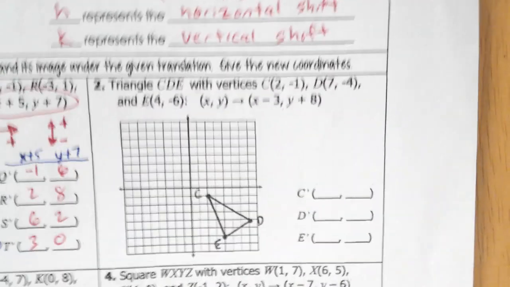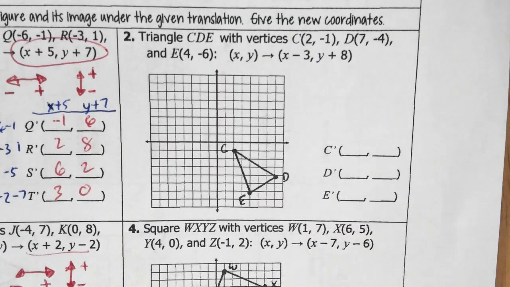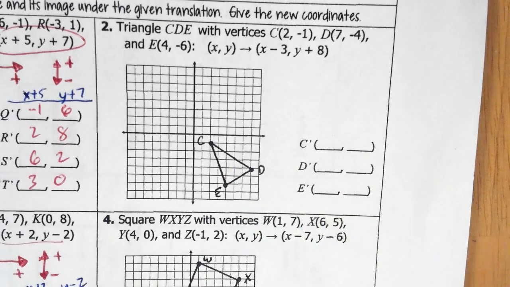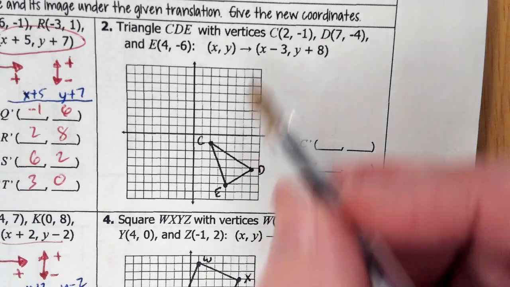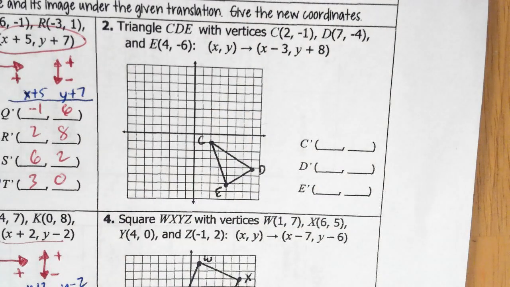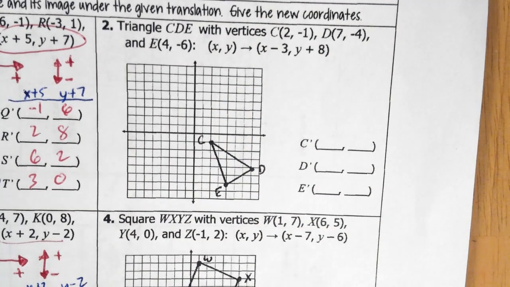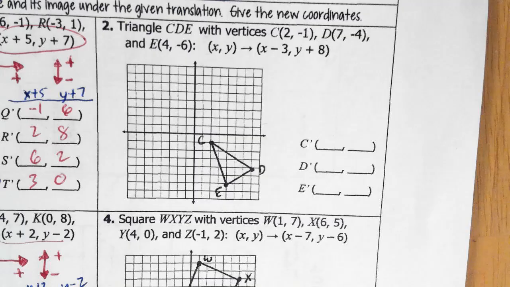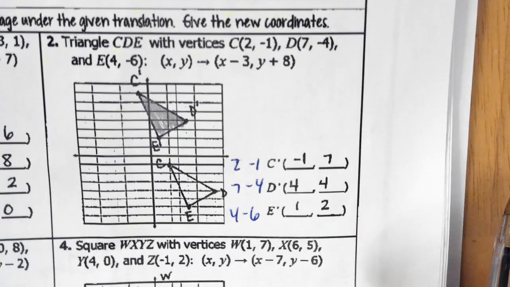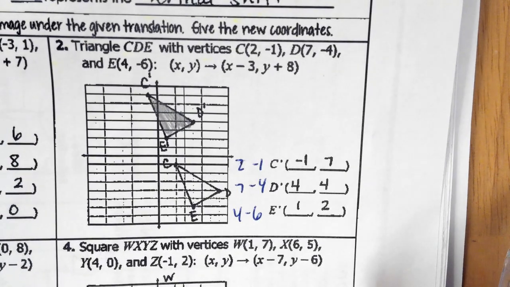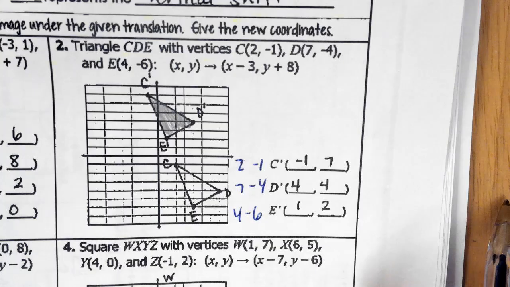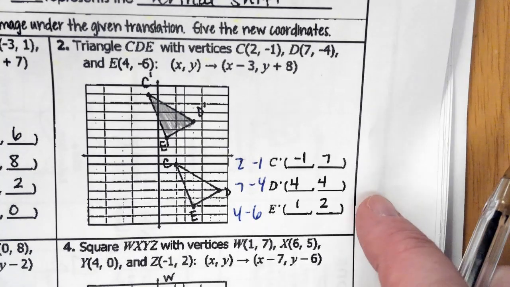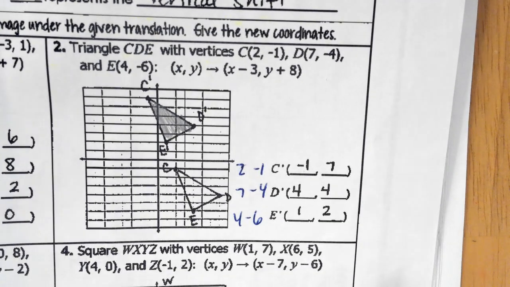All right, so this is what I want you to try now. I want you to pause the video and try number 2. So pause your video and try number 2. All right, hopefully you paused your video. We're going to see if you got that right. So for number 2, the answer should have been these. Hopefully you got that right, or you're catching your mistakes. That's the most important part.